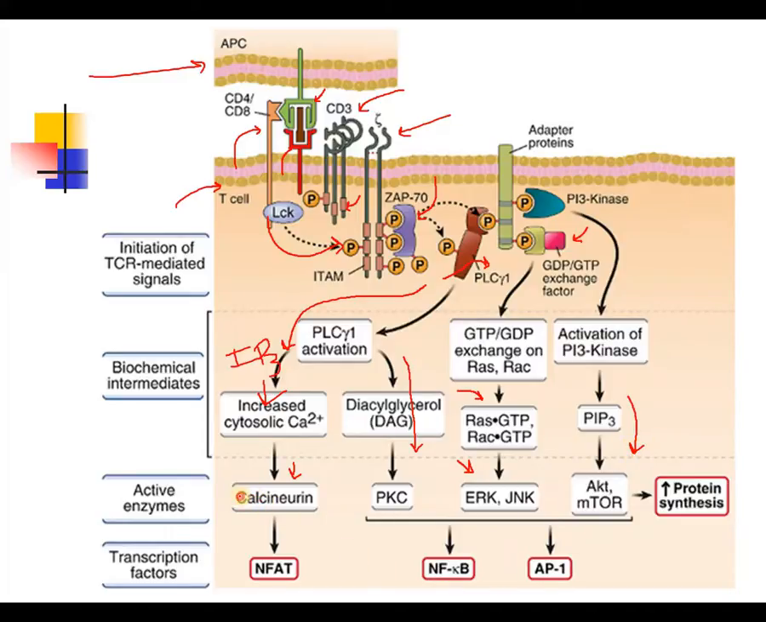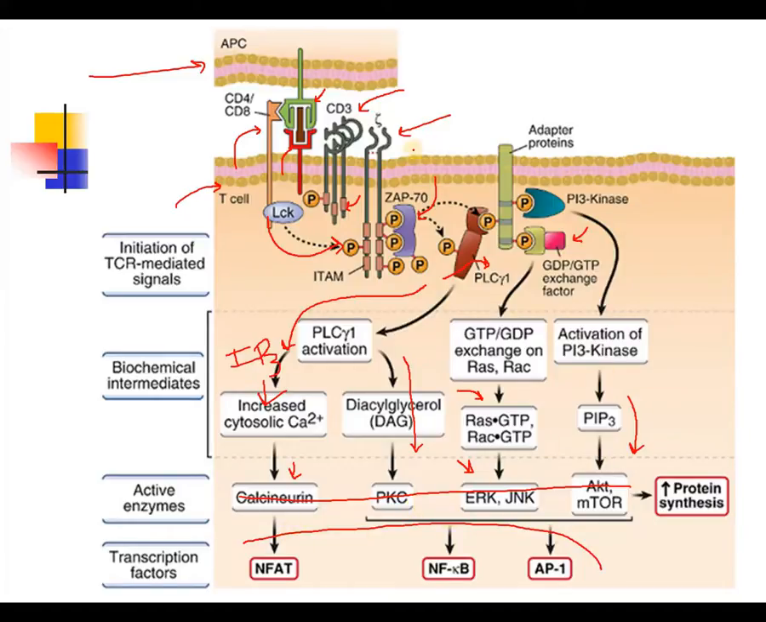I don't care so much that you know the names of these enzymes. That's okay. What I care about is that you know the initial steps: phosphorylation, activation of small G proteins, phospholipase C, and IP3 being produced from PIP2, producing IP3 and DAG. And then I do hope that you'll remember some of these transcription factors like NFAT and NF-kappa B.